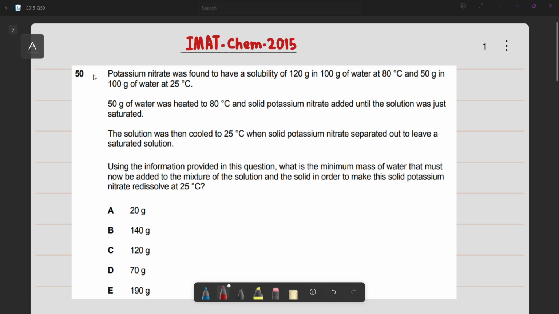Come back. This is chemistry question 50 from the IMAT 2015 past paper. So I will be answering this question. This question is all about solutions, the solute and solvent and stuff.